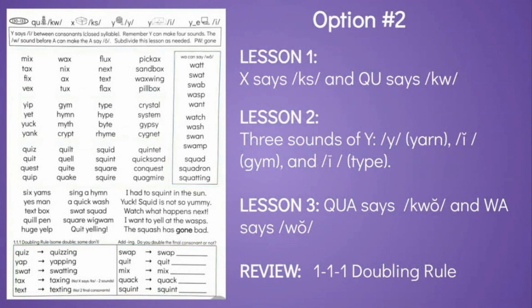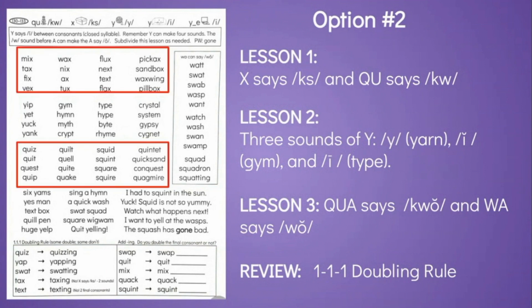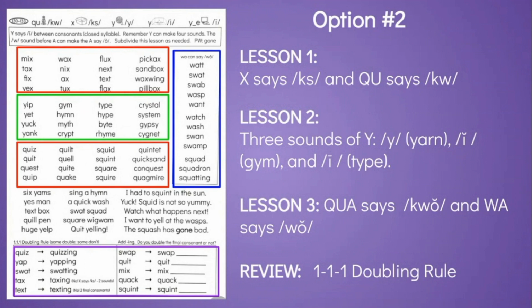Option 2 may be beneficial for students who are able to learn and apply more than one skill at a time. You may have students who can easily read words with X and QU, so you could combine the 2 skills into one lesson. Lesson 1, X and QU in red. Lesson 2, 3 sounds of Y in green. Lesson 3, QUA and WA in blue. And then the review of the 1-1-1 doubling rule in purple.